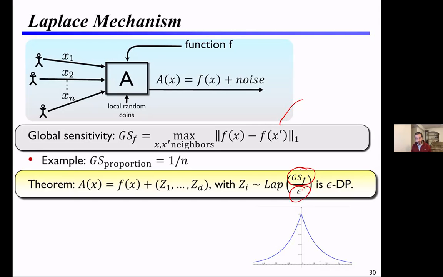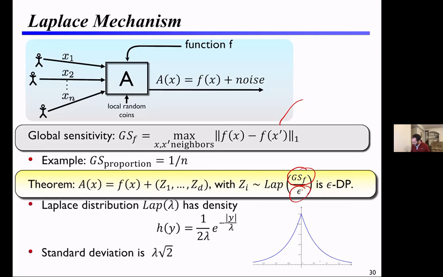So this isn't the only way to satisfy differential privacy, as we know, but this is one reasonably good way for many functions. What's this Laplace distribution? The Laplace distribution is pictured here. The density function is drawn here on the plot. It is a probability distribution on the real line.